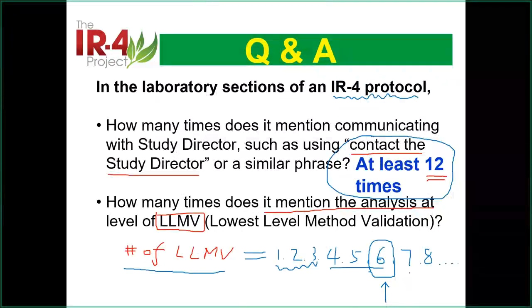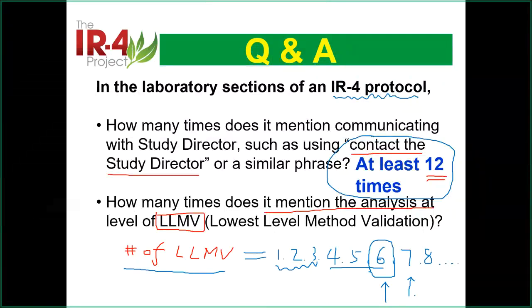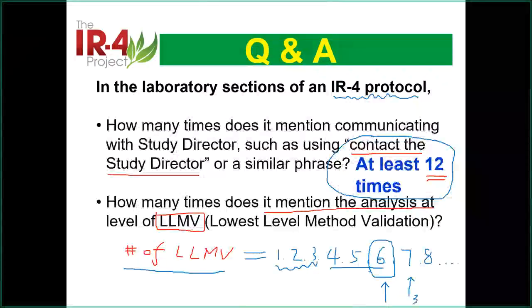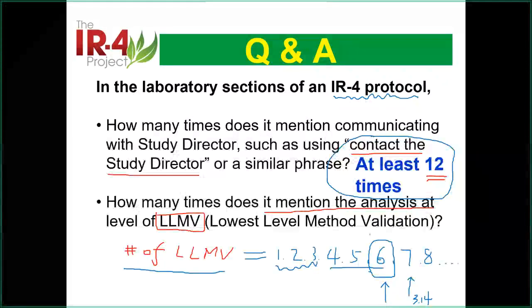So actually 7 is the point most likely to happen, because you do the calculation based on the statistical tools, and the 7 use the calculation there, using the student t-test, that number is 3.14. Most people use that because of the calculation. But anyway, 6 is the IR4 requirement.